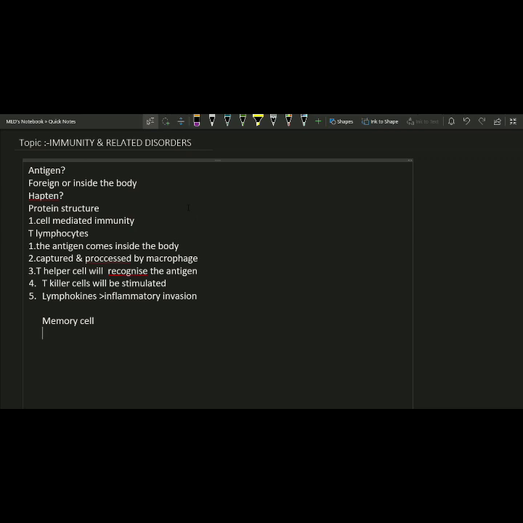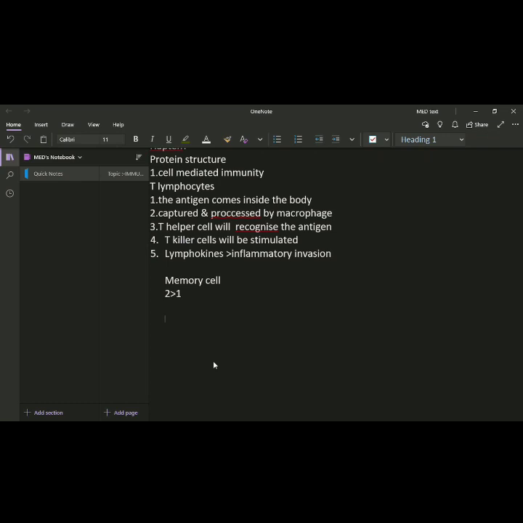These memory cells are activated during the secondary immune response. When the antigen comes in, the whole process from first to fifth begins, and the memory cell will recognize the antigen and keep it as information, as a memory, so that when it comes secondarily, it can stimulate the immune response against it. So the secondary immune response is much more efficient than the primary. Now humoral immunity.